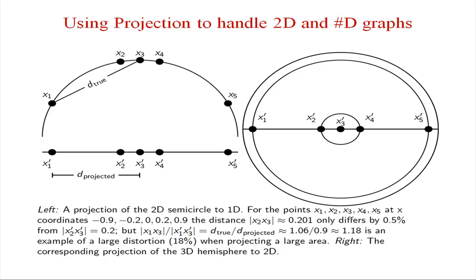Here distance doesn't mean the straight distance between x1 and x2 like that. Here we consider the arc distance like this. So this is the representation of points in the form of a circle, and that is how we can represent the points in fewer dimensions.